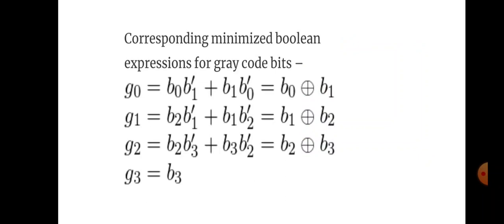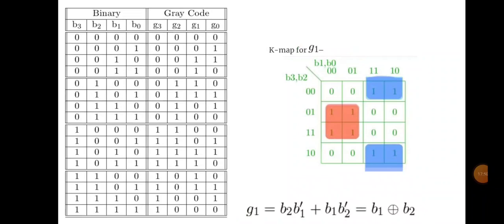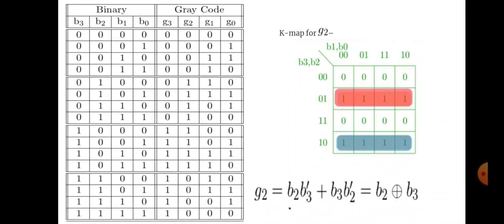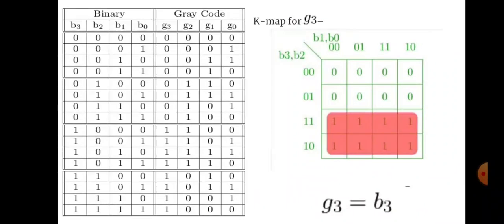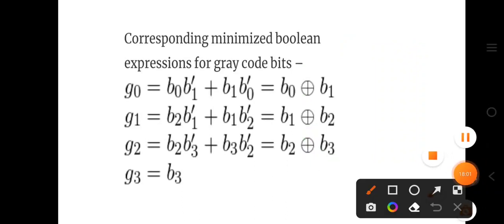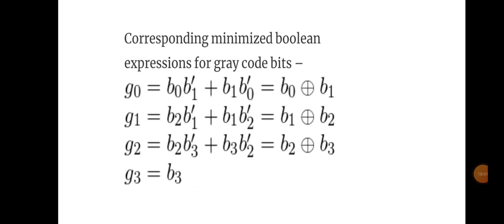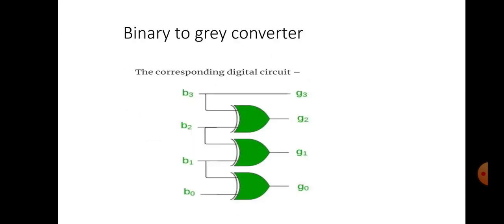Now the corresponding minimized Boolean expressions for gray code bits. These equations are nothing but all those that we have derived. This is the first equation for G0. This is the second equation G1. This is the third equation for G2, and this is the fourth equation for G3. So all these are listed here. Here you can see after minimizing we got the 4 equations. So these we have to implement by using the basic logic gates. So, binary to gray converter.